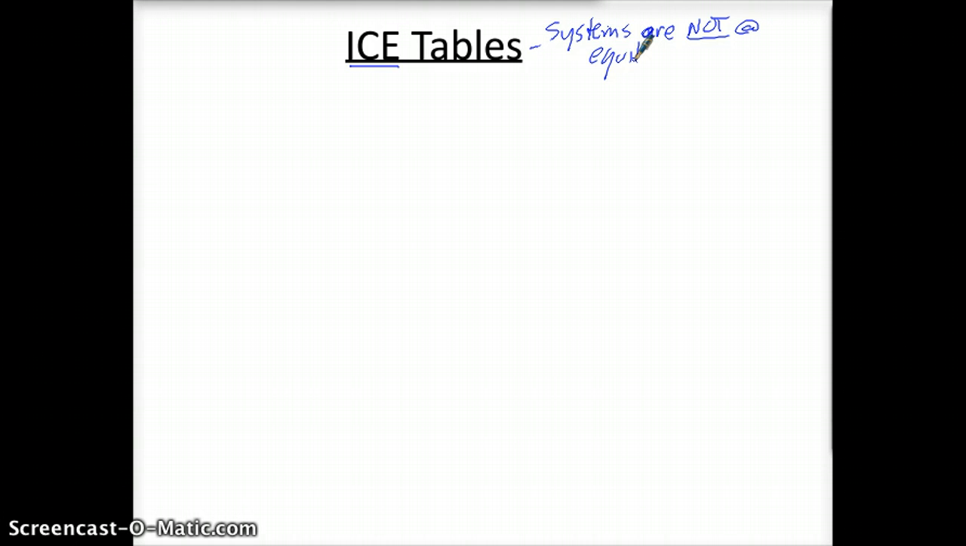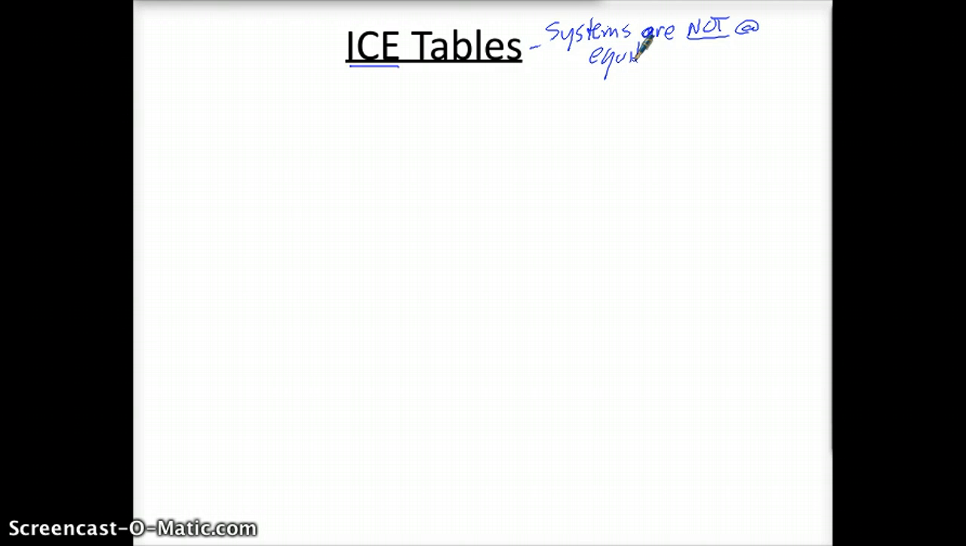Not always true, but in general, this will allow us quantitatively to calculate concentrations of molecules at equilibrium if they're not initially at equilibrium. So far, all we've learned how to do is to predict the shifts. We're going to get quantitative in this video today.